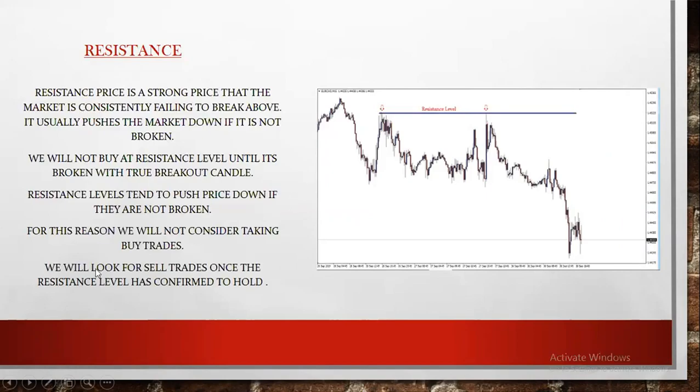We'll look for sell trades once the resistance is confirmed. So if it doesn't break above, we can look for short positions going down. As you can see, price is dropping from that resistance level.